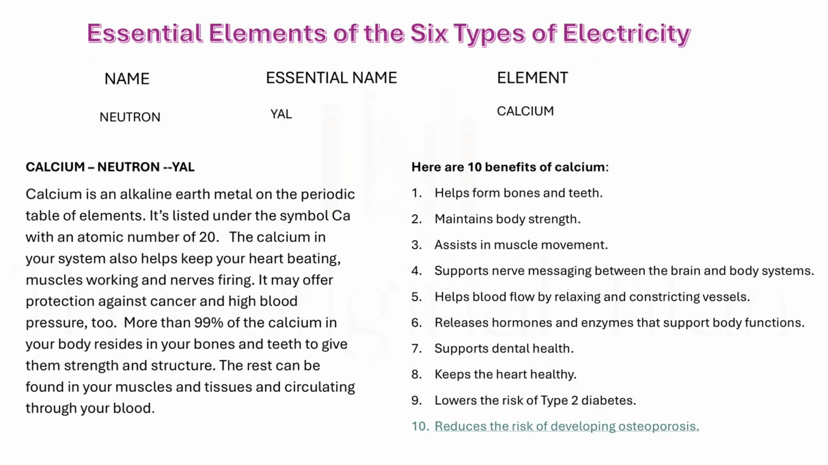That neutron has the essence name of Yaw. It has the element of calcium. Now, the neutron, which we know is stabilizing and insulating, and calcium, which we know helps our bones to form and our teeth to maintain body strength, our muscles, all of the things that we can read down below. Do we have enough calcium? Do we have too much calcium? These are the things that we have to balance within our body in order for our neutron to work properly, so we won't be double-minded.